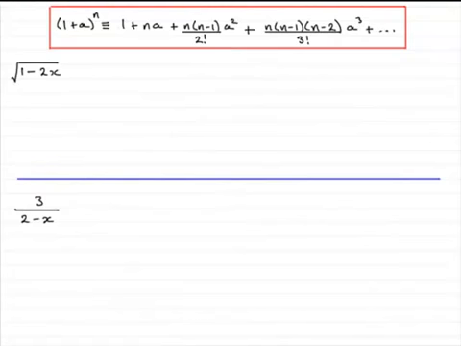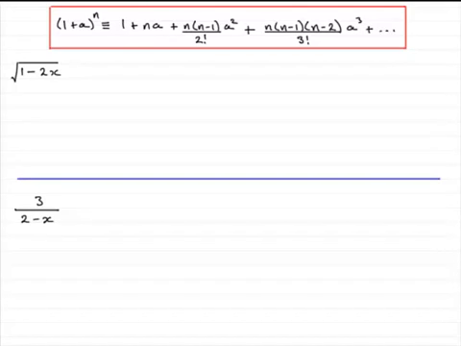Hi, welcome to this tutorial on using the binomial expansion formula for expanding expressions like this, square roots of functions, or cube roots or fourth roots, etc. Here I've got the square root of 1 minus 2x. And also for using the binomial expansion when you've got fractional expressions, something like this, 3 over 2 minus x. So how do we do these?